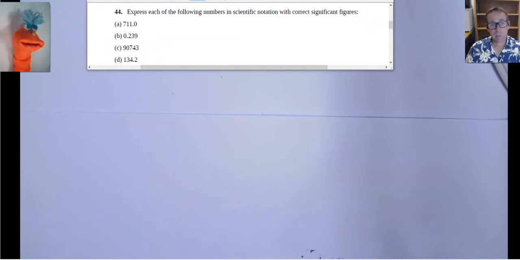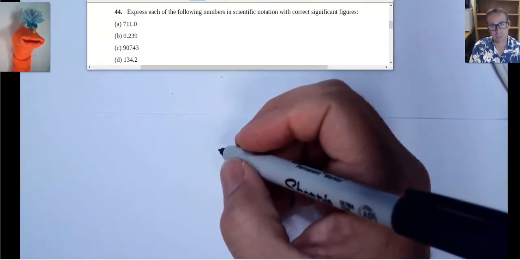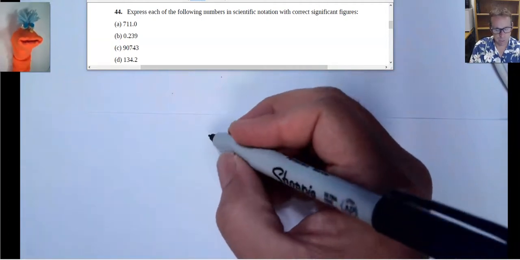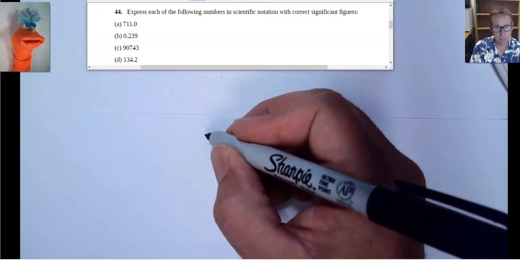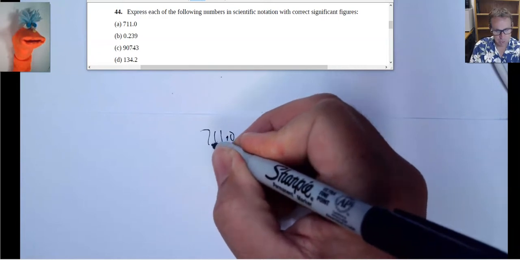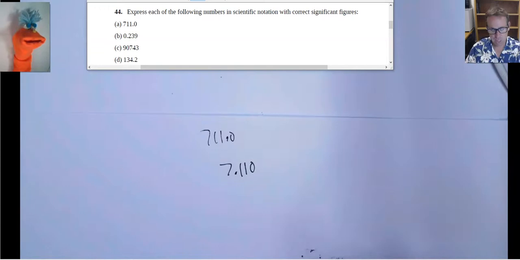The following numbers in scientific notation. I'm good at this now. You're good at this already? Excellent. Well, let's zip right through these, right? 711, how do you express that in scientific notation? You want to express a number between 1 and 10. That's right. So 711, you find the number that can be between 1 and 10 by moving that decimal place over. So 711.0. Moving the decimal place over twice will give me 7.110, right? Maintain all the significant figures.